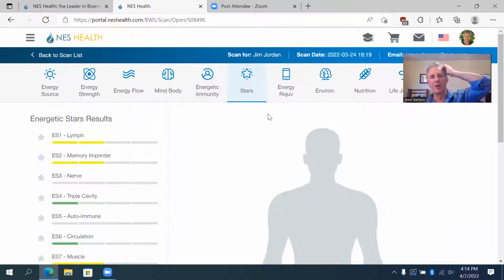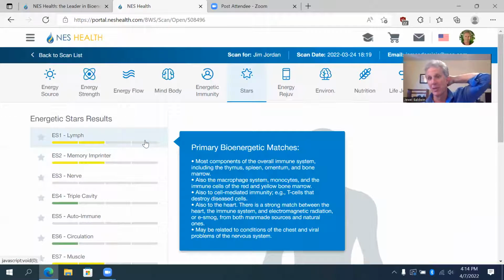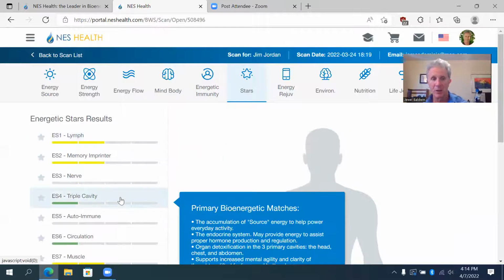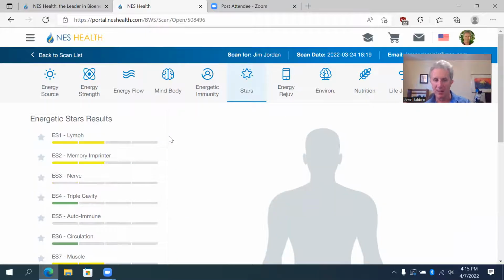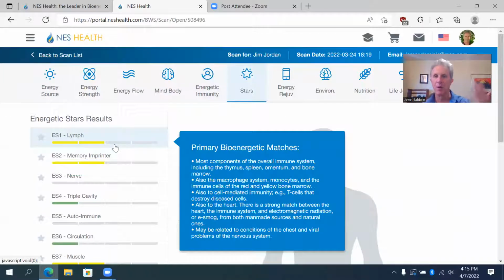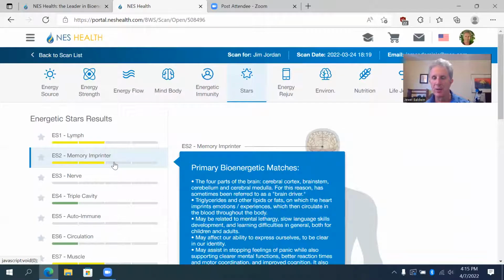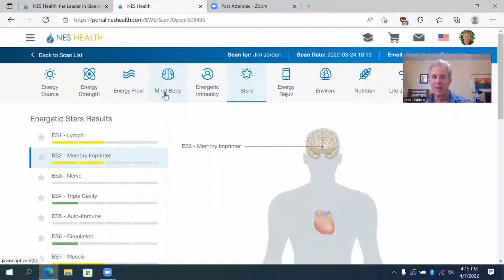Energetic stars can show up in different places in the scan. Lymphatic, we saw, just shows up in the energetic terrains. Triple cavity, I'll go over some of these. We'll tie into the energy strength because this is related to hormone and energy production. So again, these are combination formulas that deal with metabolic functions. Lymphatic system is the detoxification process and immunity. Memory and printer is the brain. We talked about that in the brain performance screen back under mind body. It's like the brain driver. It is like the primary energetic driver of the physical brain itself.